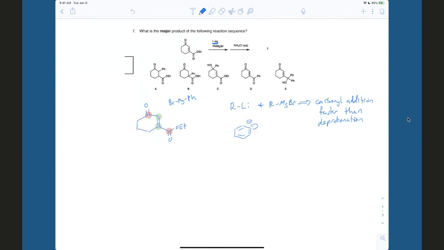So this is the reaction we'd be looking to take place. There's the recognition of the Grignard as a nucleophile, the recognition that it is a hard nucleophile, and then third is the fact that a ketone is more reactive than an ester carbonyl.